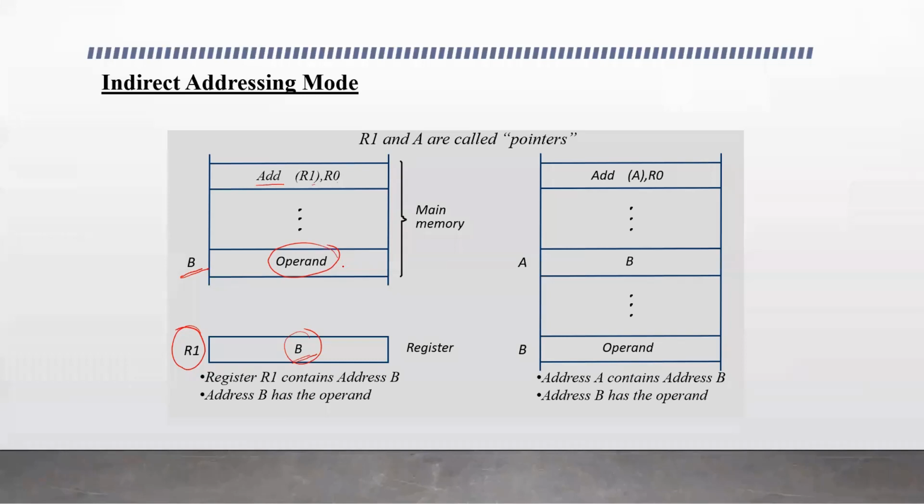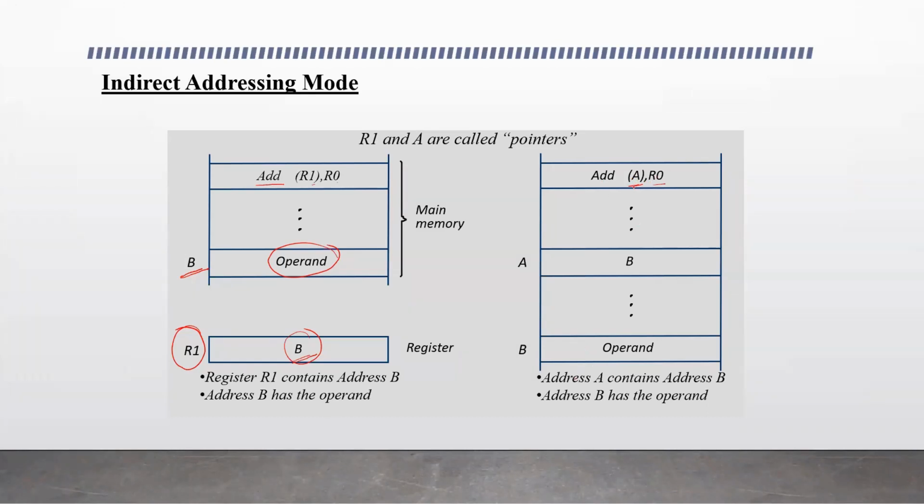And here is an example for memory indirect addressing mode. If we see the instruction add A comma R0, what is R0? It is a general purpose register and it is the direct address. And A is the indirect address here, given within brackets.